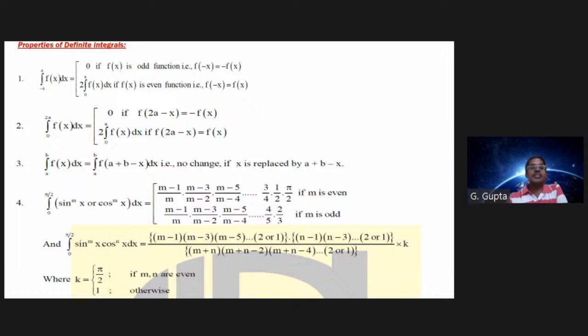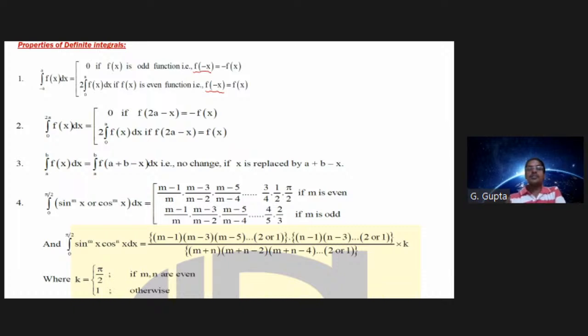How do you prove whether the given function f of x is an odd function or an even function? In the given function f of x, put x equal to minus x. That is, x is replaced by minus x. So you will get the new function f of minus x. Simplify. If you get minus times the given function f of x, then the given function is an odd function. If you get plus times the given function f of x, then it is an even function.